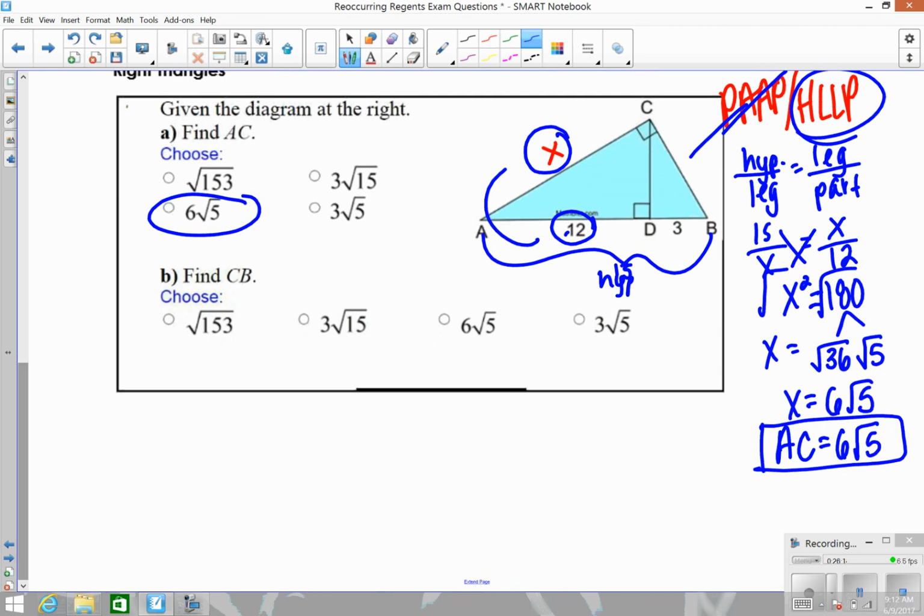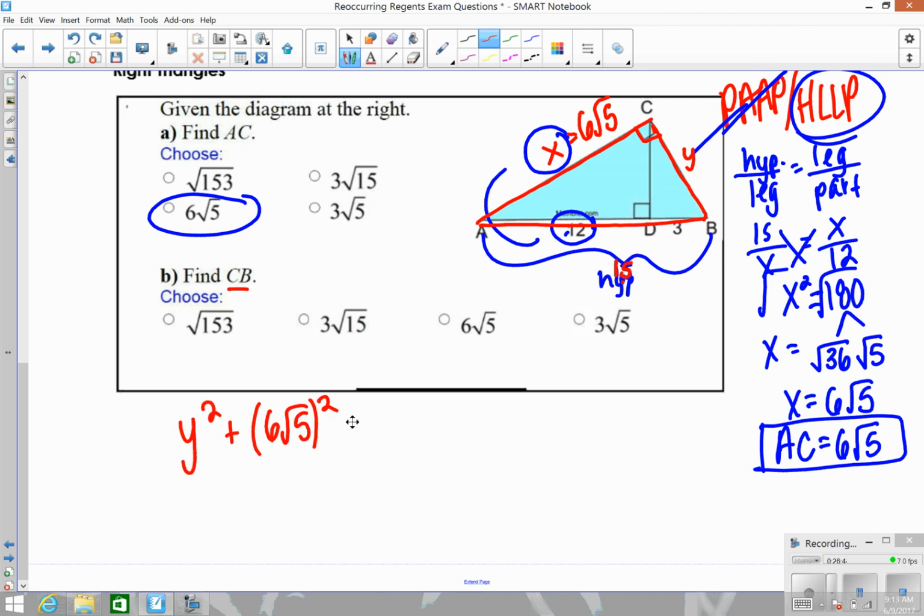And then the last part here says find CB. So that means you're going to find this. So now you could do HILP again. If you wanted to, you could call this the next leg and do HILP again. But what I'm going to do is use Pythagorean theorem, only because I want to review that with you. So since I have two sides and I'm trying to find a third, I'll just call this y, we'll do Pythagorean theorem. So I'm going to have y squared plus, and notice it's 6 radical 5, that whole thing's going in parentheses, equals 15 squared.